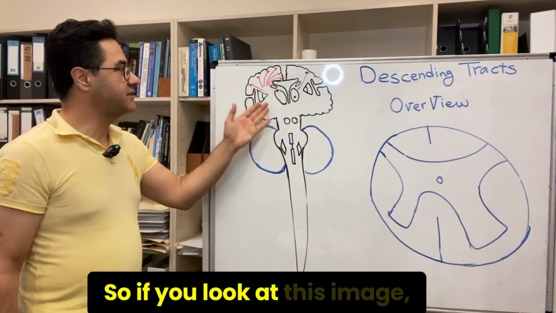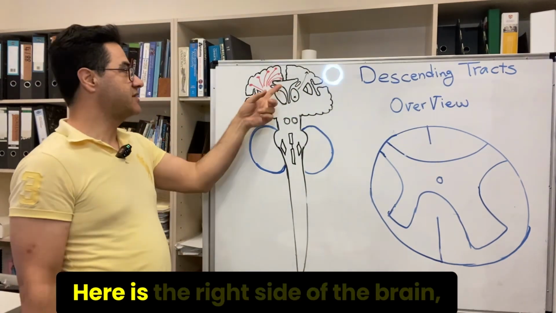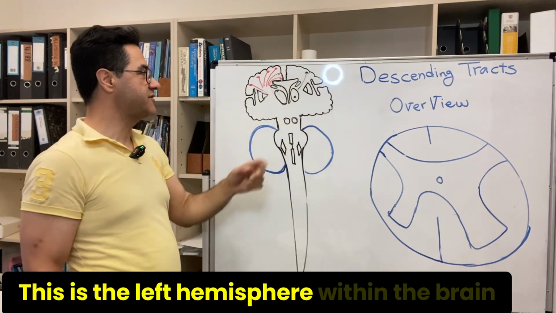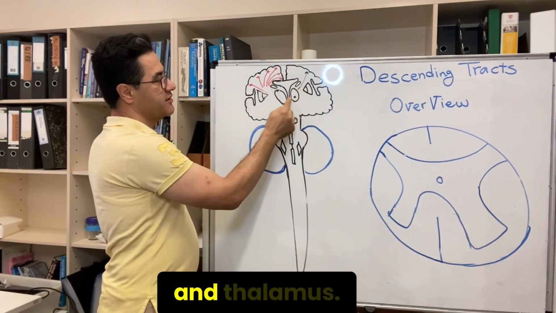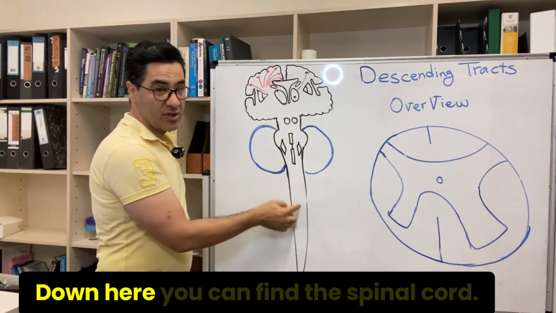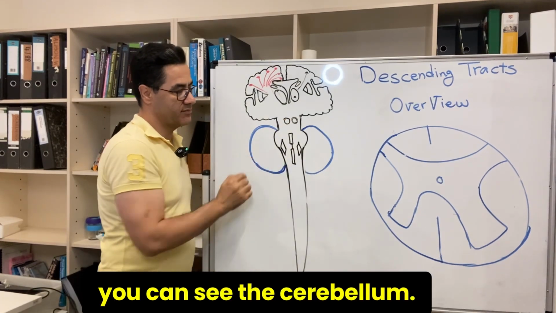So if you look at this image, you can see a coronal section of the brain. Here is the right side of the brain. This is the right hemisphere. This is the left hemisphere. Within the brain, we have the basal nuclei and thalamus. And in the middle, we have the brain stem. Down here, you can find the spinal cord. Behind the brain stem, you can see the cerebellum.